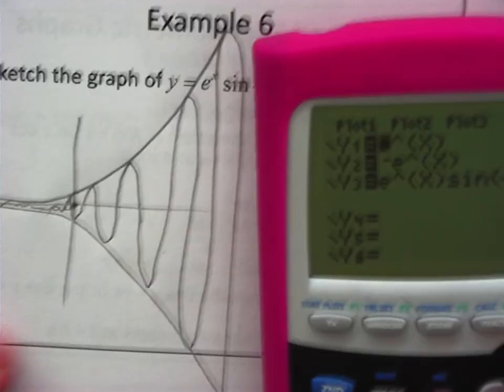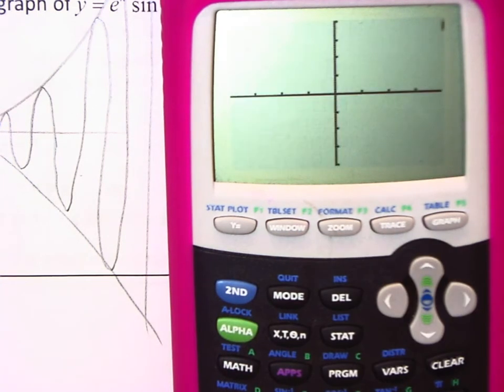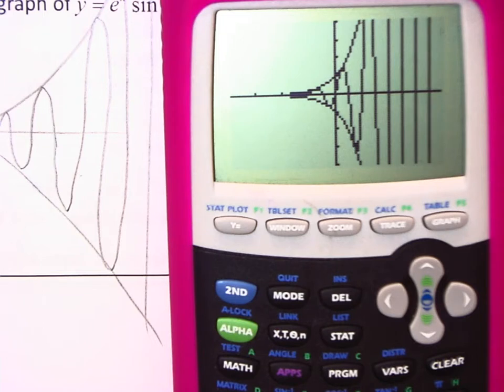If you do it on the calculator, I'm actually going to graph all 3 parts. Only the last equation actually matters here, but I want you to be able to see that it's approaching those 2 lines. I'm going to just do zoom trig so I can have it standard. There's that y equals e to the x. There's y equals negative e to the x. And then the sine will oscillate between the 2. Okay, never going beyond what that e to the x limitation on the amplitude is. Does that make sense?